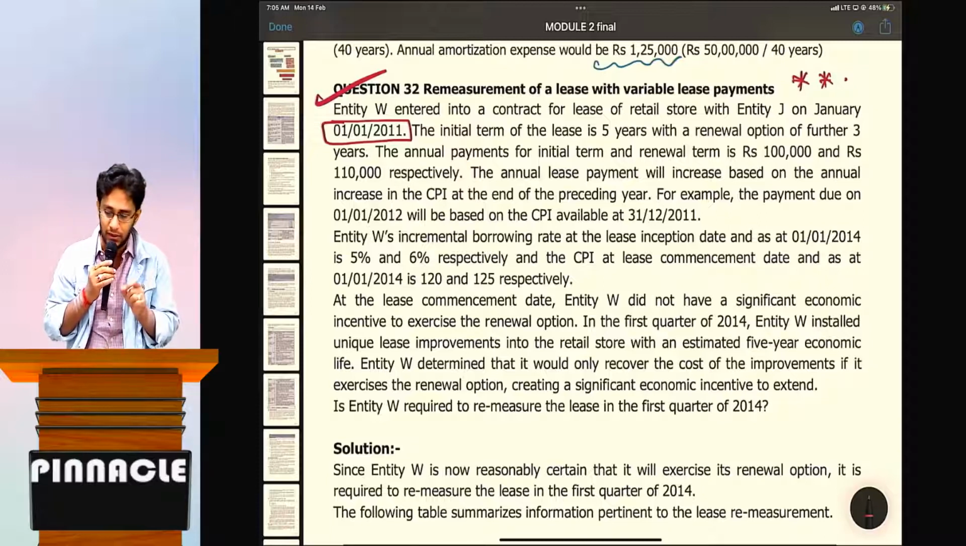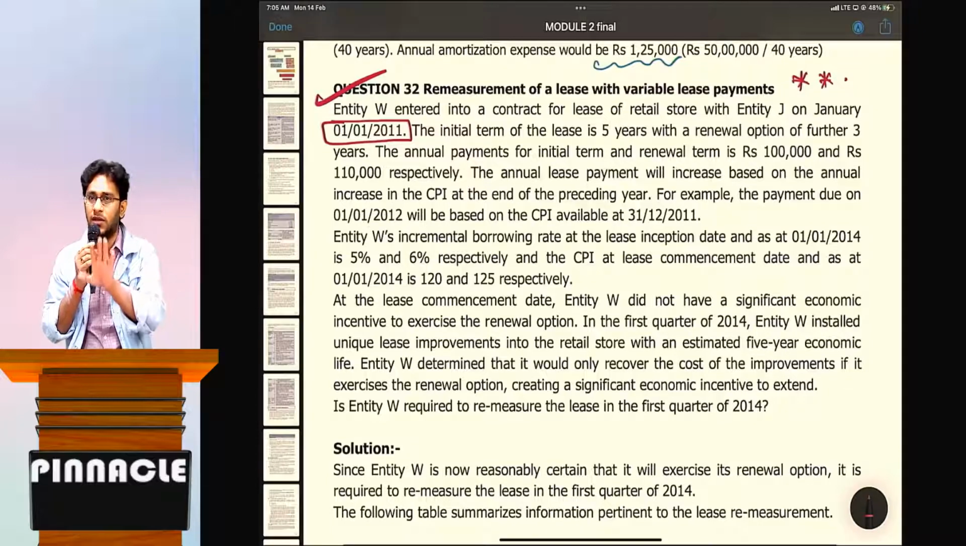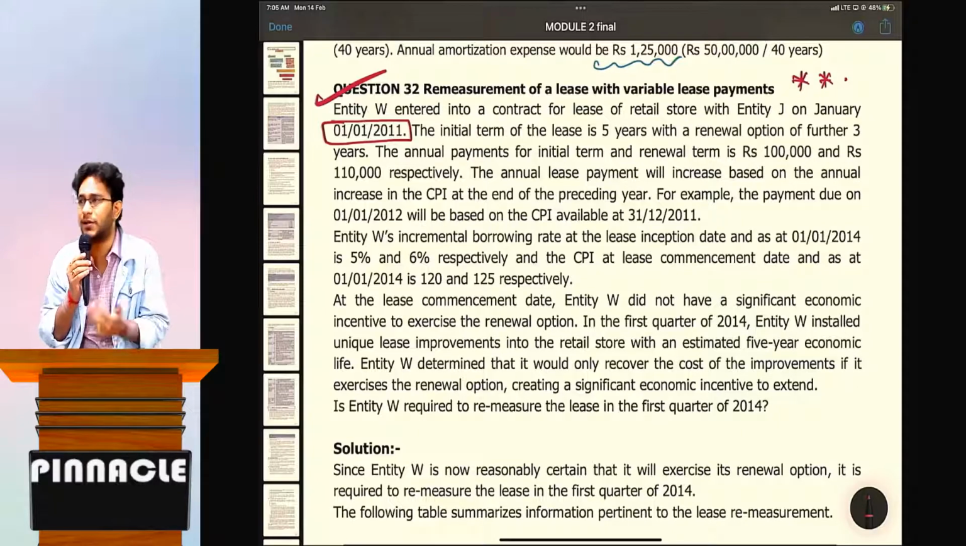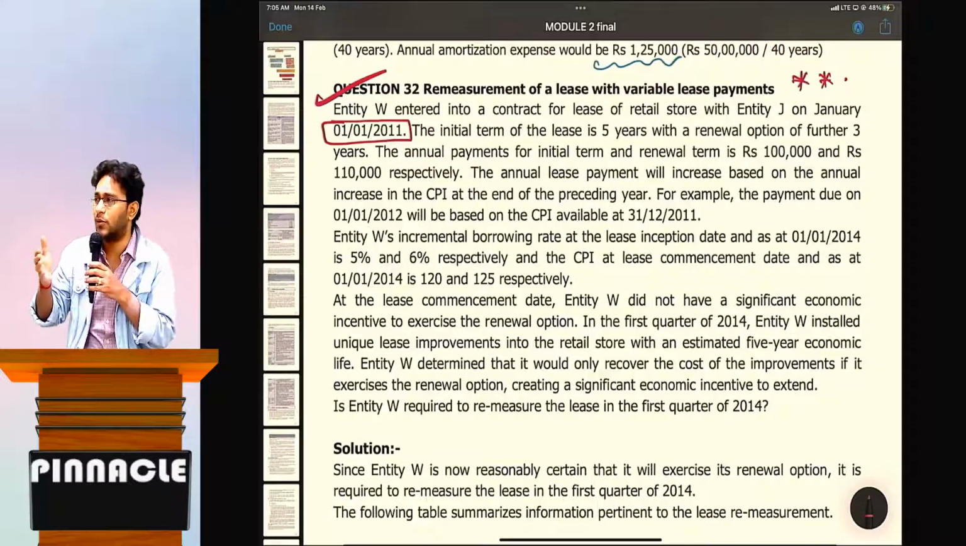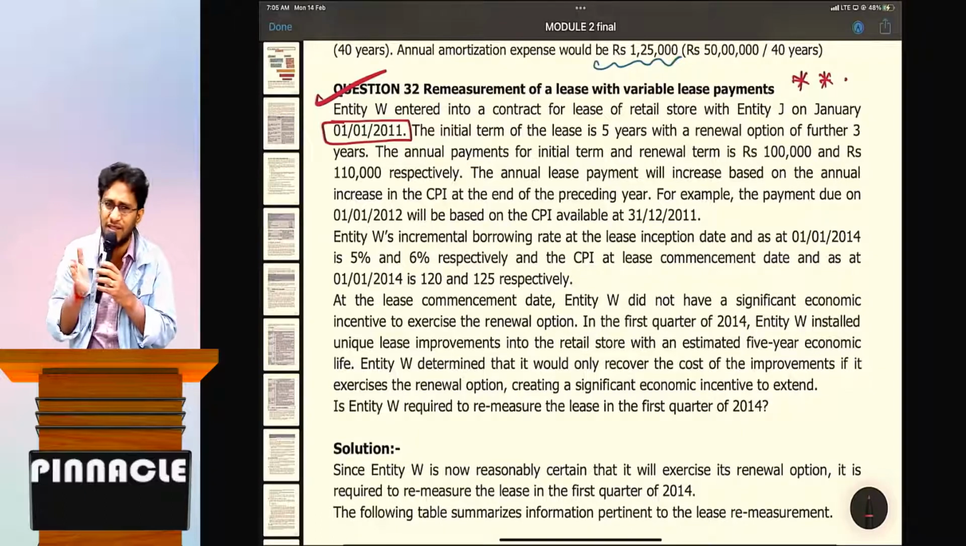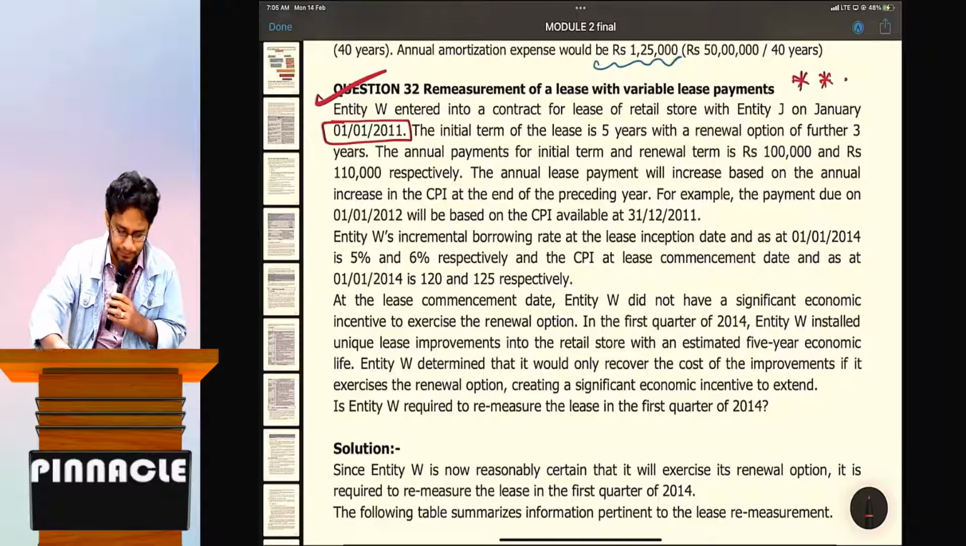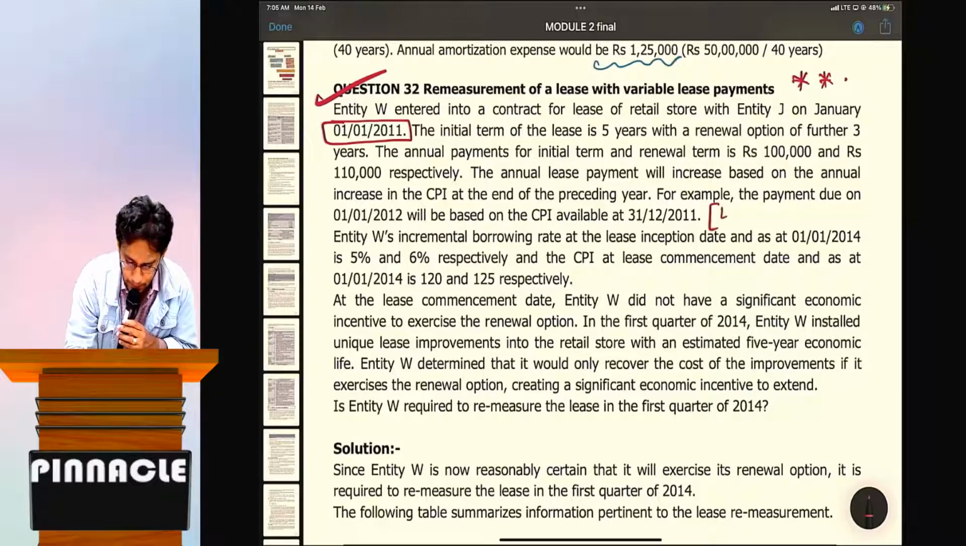What is he saying? The payment due on 1/1/2012. Stop there. 2012 is the second year, correct? Second year beginning, why is payment due? Unless lease rents are payable at the beginning of each year. So at the second year beginning, what lease rent do you pay? For that you have to make an update by considering the CPI available on the previous day, the first year ending CPI. Here in brackets, lease rents payable at beginning of each year. Right?